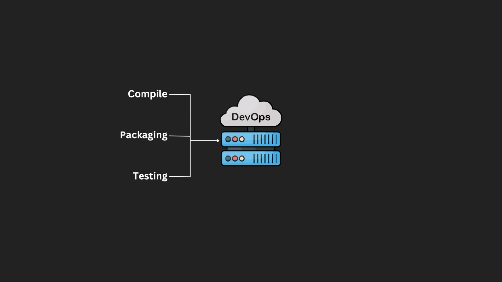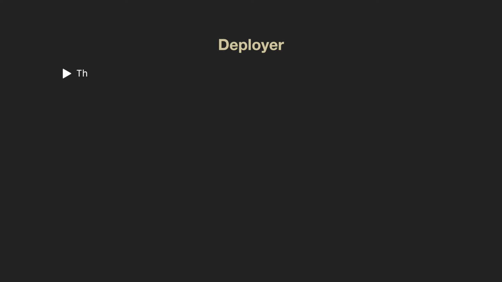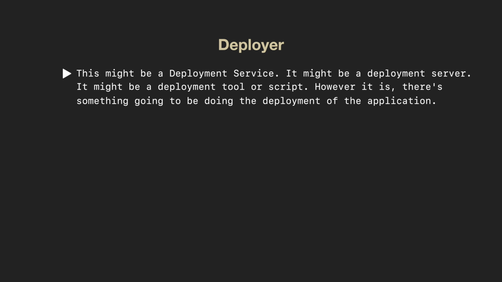So it's going to be compiling and packaging everything up. Now the last component is a deployer. This might be a deployment service, a deployment server, a deployment tool, or a script. However it is, there's something doing the deployment of the application. So that is going to be a key component of a CI/CD pipeline.